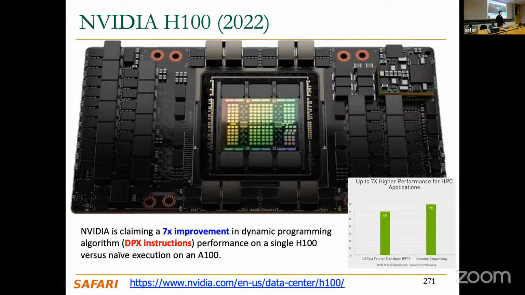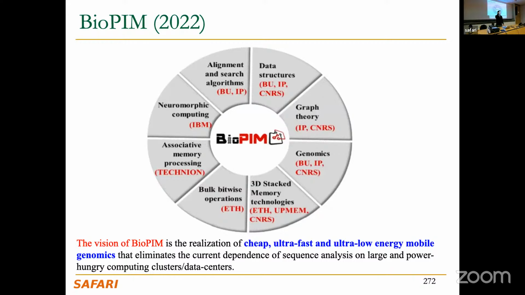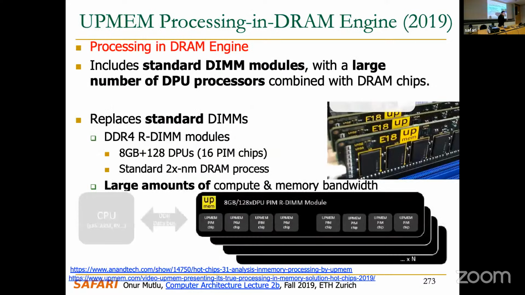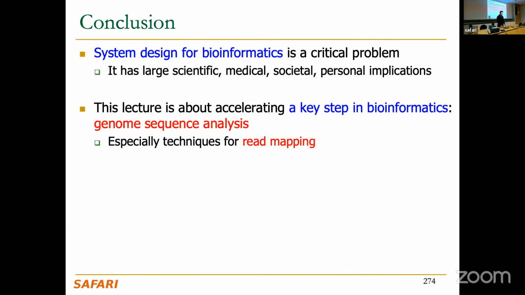And we're actually a part of this effort. This is an EU-funded project called BioPIM, and our goal is to build a processing-in-memory system that can analyze the genome extremely quickly, starting from the sequencing machine up until the end step of the genome analysis. And there are now real processing-in-memory devices that you can literally buy and start implementing your problem on, so that you can solve your problem relatively quickly.